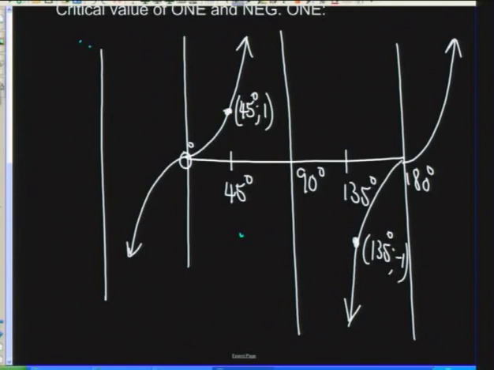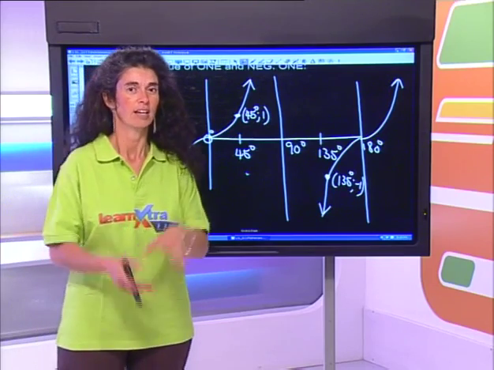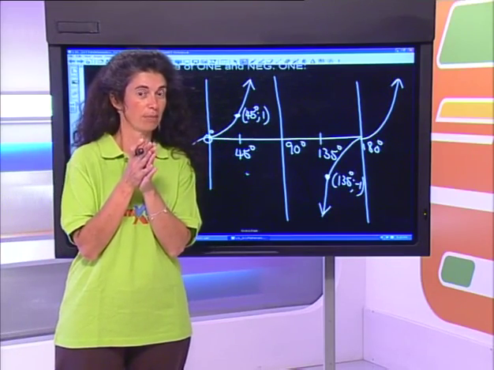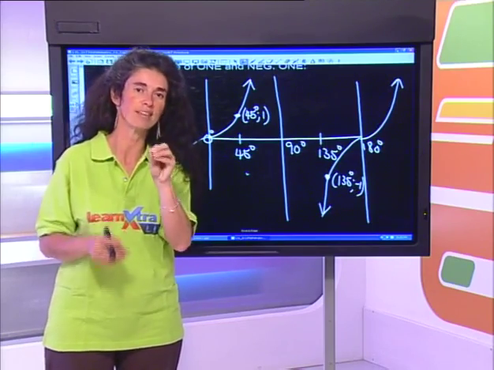Because can you see what's going to happen if I draw y equals tan 2x? Something magical is going to happen. What about tan a half x? Something magical is going to happen again. I'm going to calculate the period.